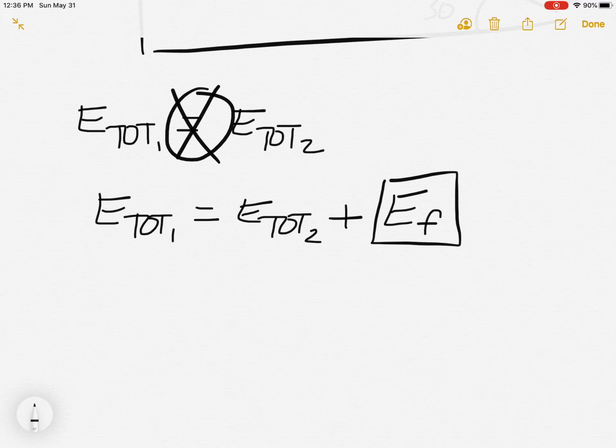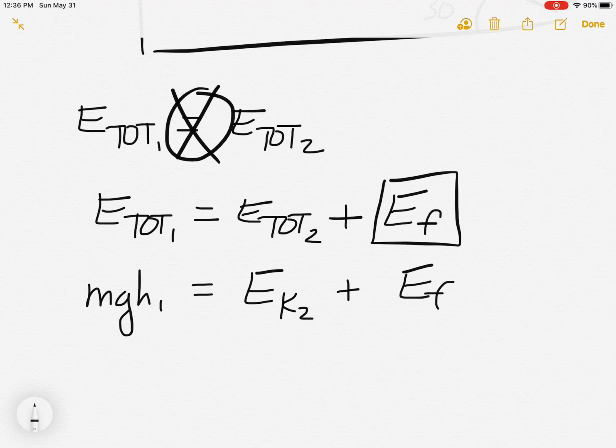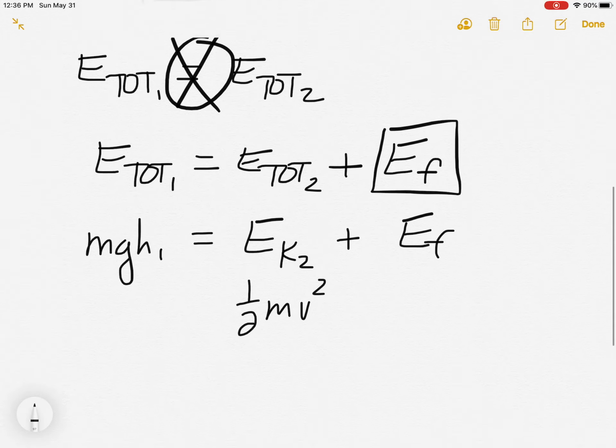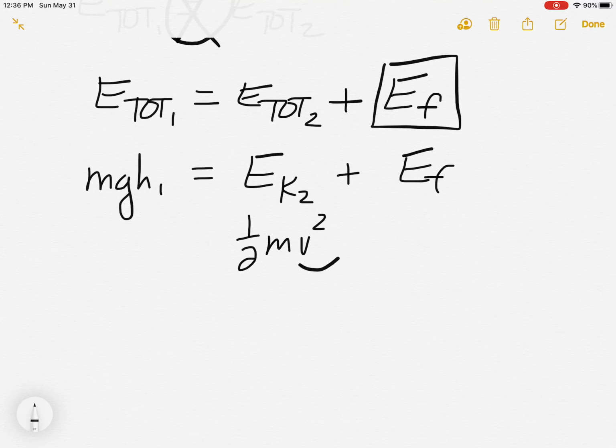Now here's the other problem. At the top we have mgh only. I'm shortcutting a little bit here. But at the bottom we have Ek only, right? Because you've reached the bottom and you've lost your height. And then you'd have this energy lost due to friction. Well, the problem here is the Ek is 1/2 mv squared. Could have written that in. But we don't know the v.